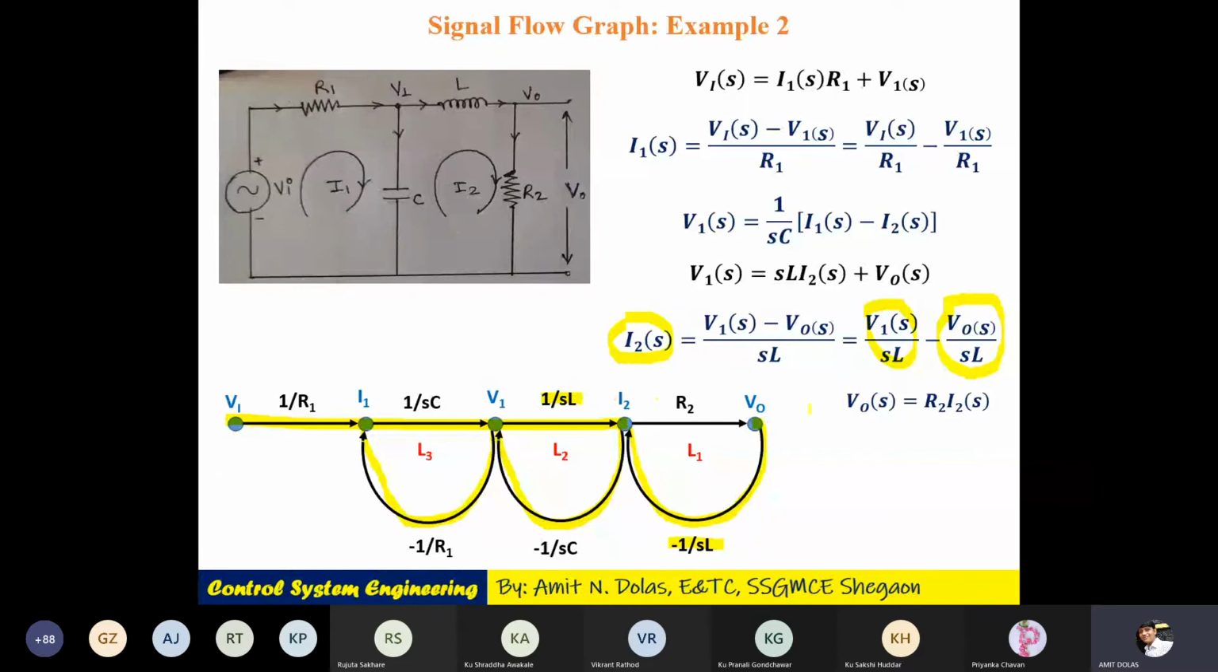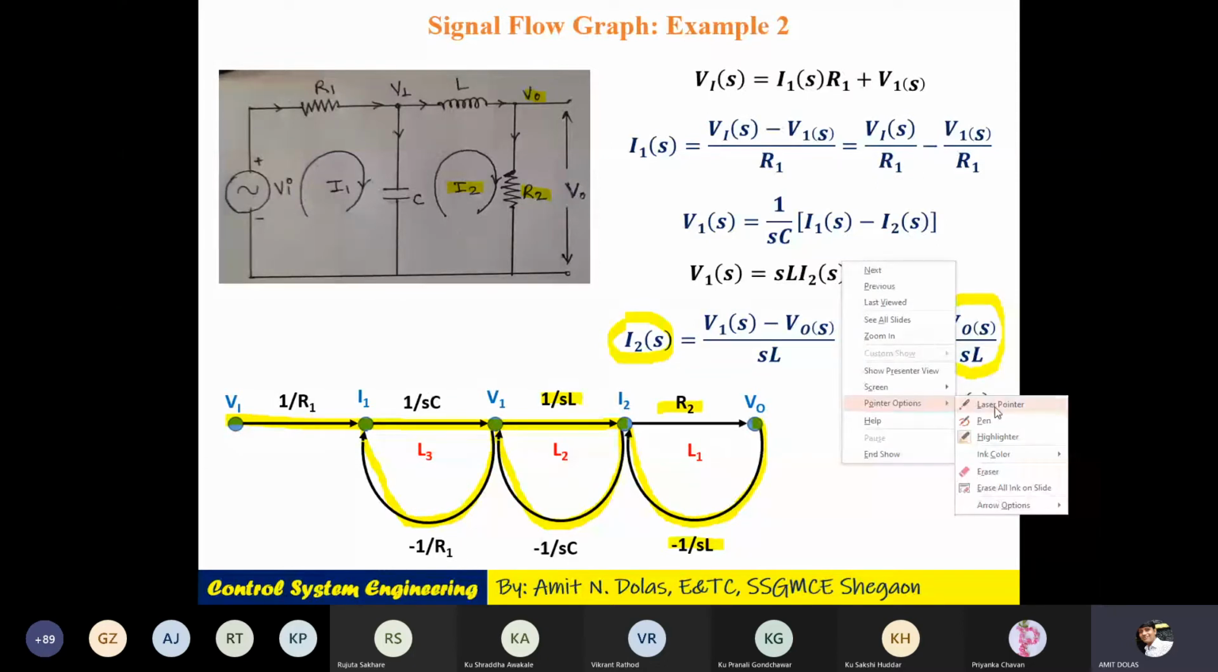Only thing left is the I2 and V0 का relation. So what is V0? V0 is nothing but R2 into I2. Current I2 into R2 is nothing but V0. Therefore, V0 और I2 का relation is simply R2. V0 will be R2 times I2. So this is R2.